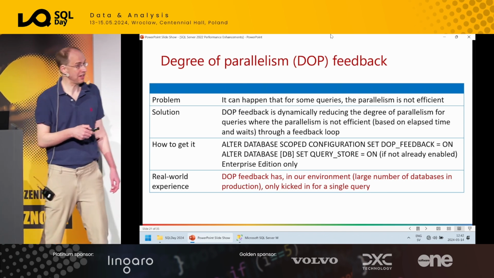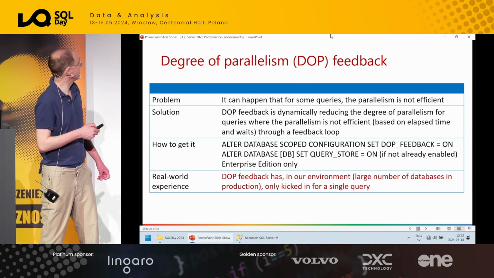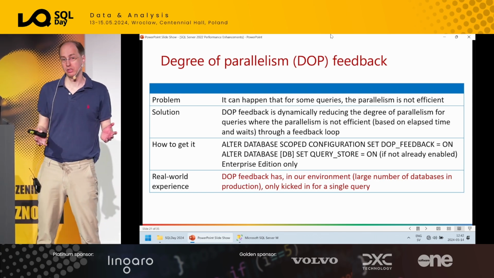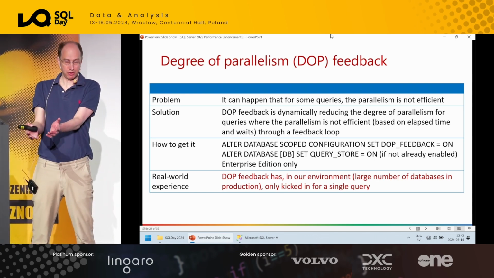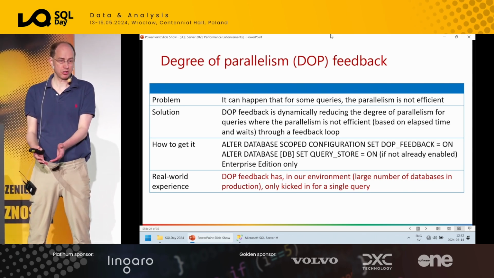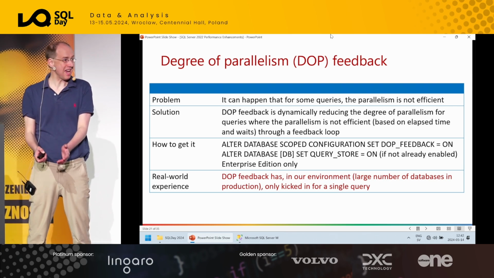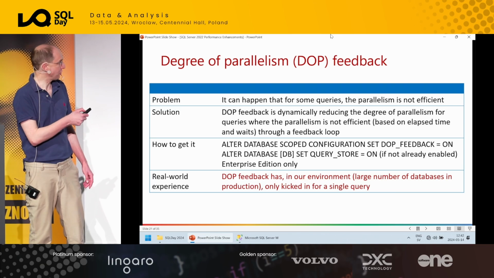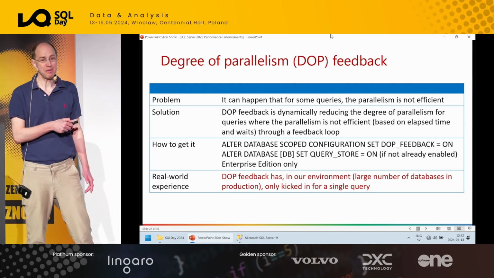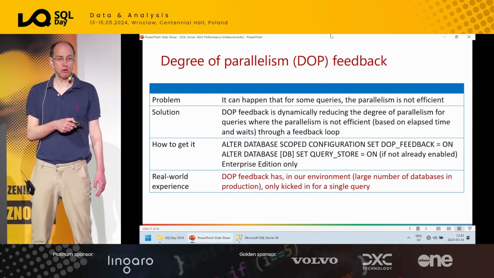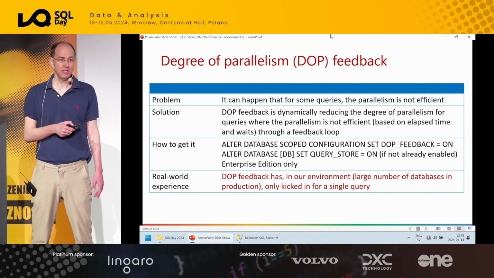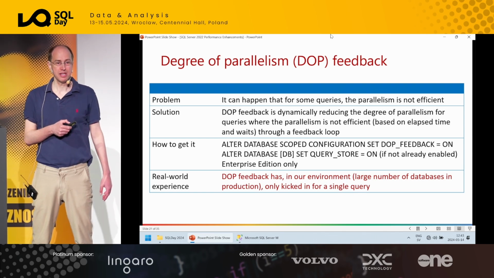They also have another feedback feature called DOP feedback. That is basically about degree of parallelism. SQL Server has some degree of parallelism, and sometimes it is higher than what is needed. Basically this feature is trying lower DOPs and seeing whether it's getting just as good performance with a lower DOP, and then it will stick to that. If performance is degraded, then it will revert back to the original DOP.